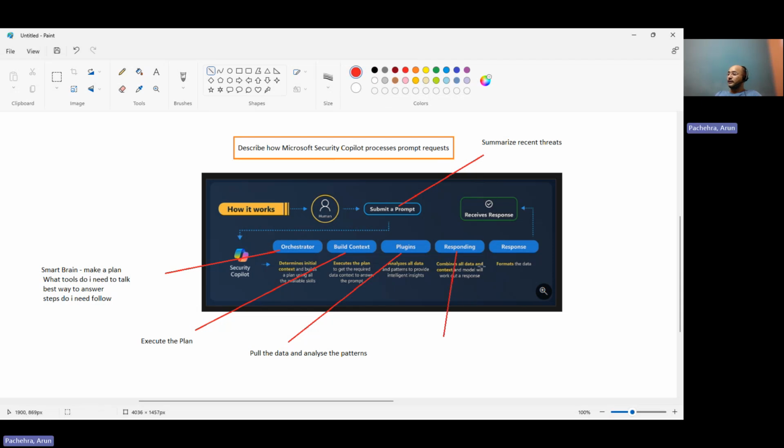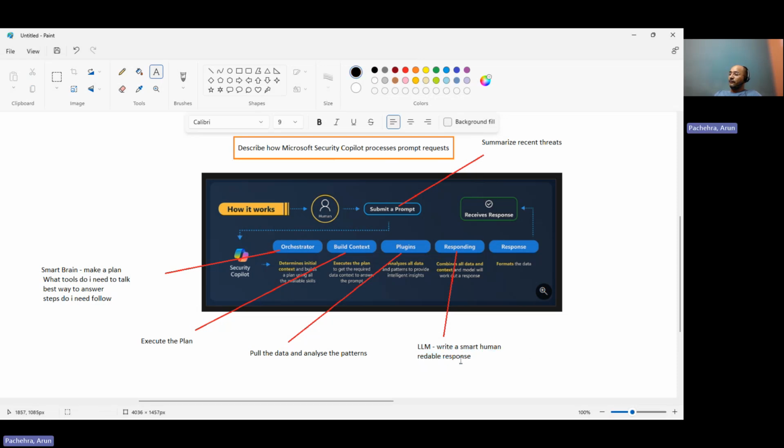Okay, it combines all data and context, and the model will work out a response. So what is happening? What model are we talking about here? The model which can write English language, or the language that you're using, and write a smart human readable response. So it will utilize its own large language model, and with the help of all the gathered information, write a smart human readable response. Correct? So that's what will happen here.